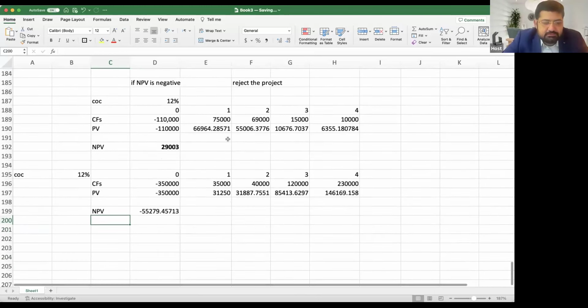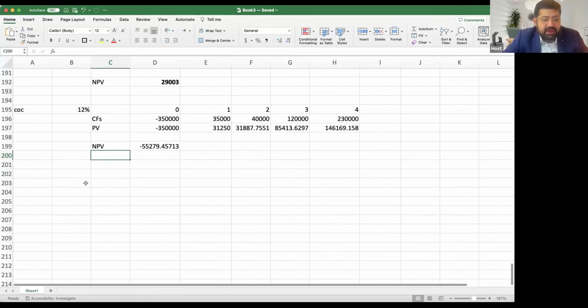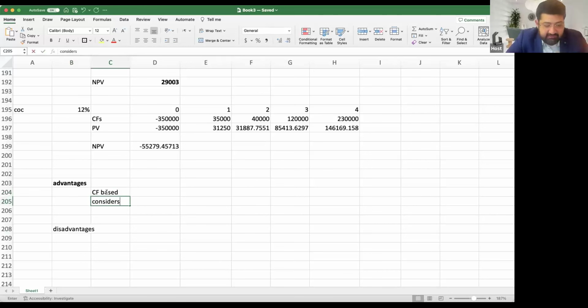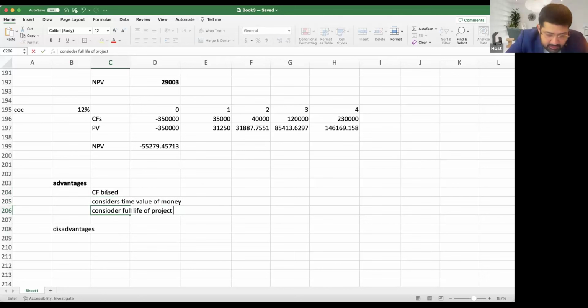Next, NPV: advantages of the NPV method and disadvantages. It is cash flows based. Yes, it considers the time value of money, considers the full life of the project. It is an absolute measure and considers the size of the project.